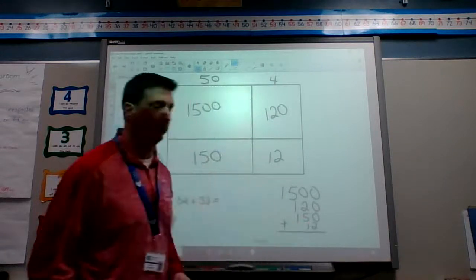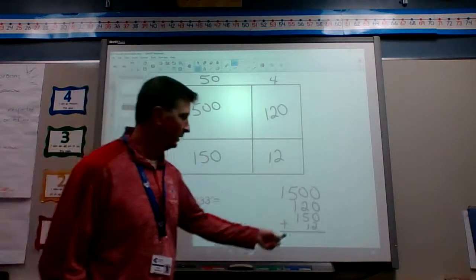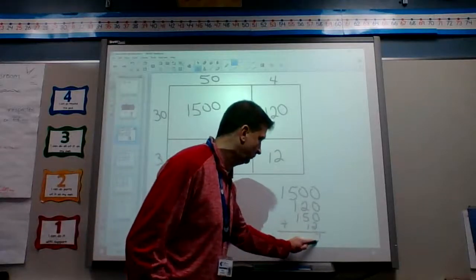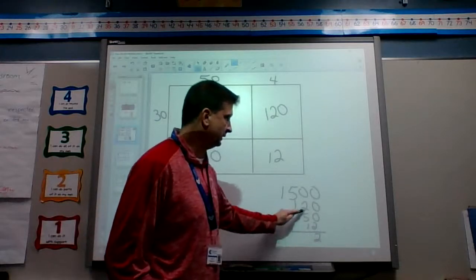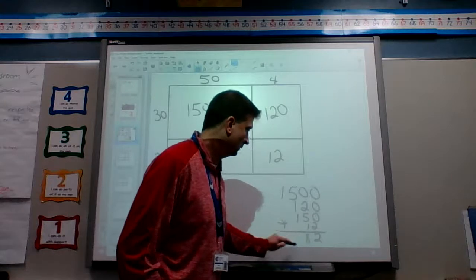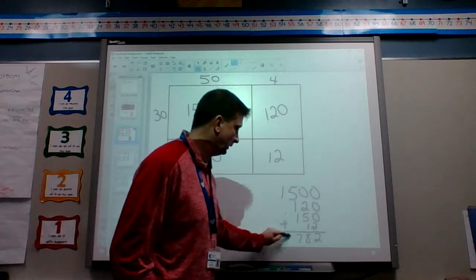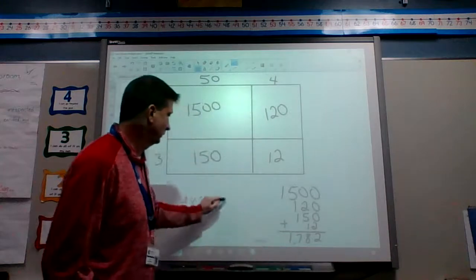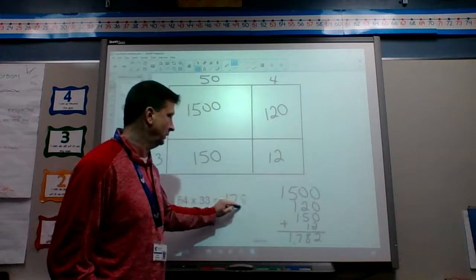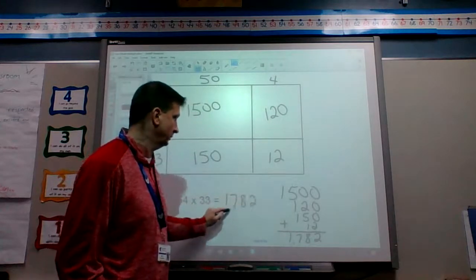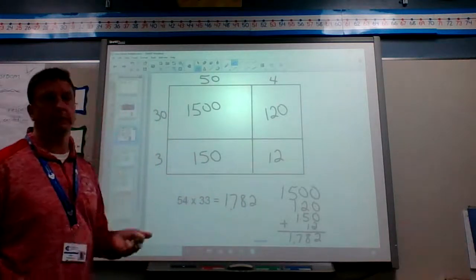Just make sure you have all the place values lined up. I would have 2. This would be 6, 7, 8. 5 plus 2 would be 7. And 1,782 would be my answer to 54 times 33.